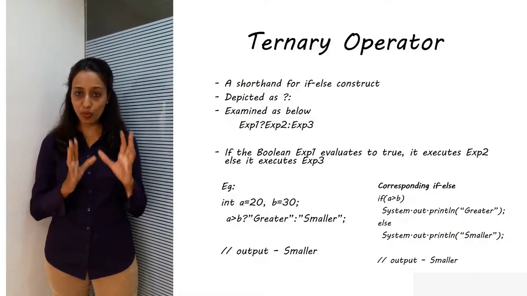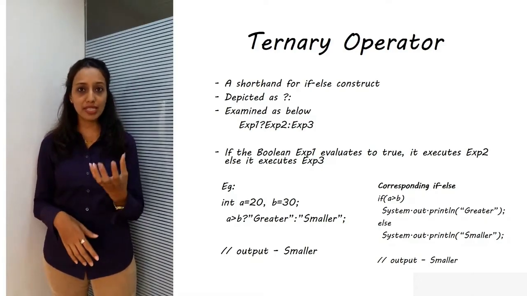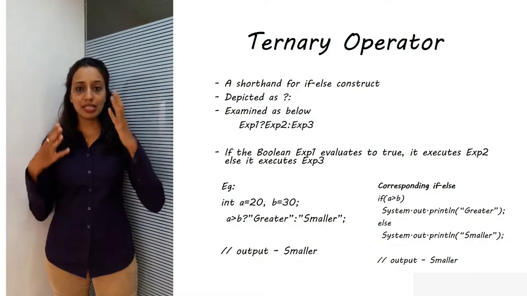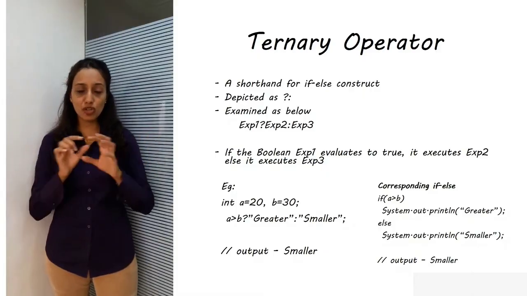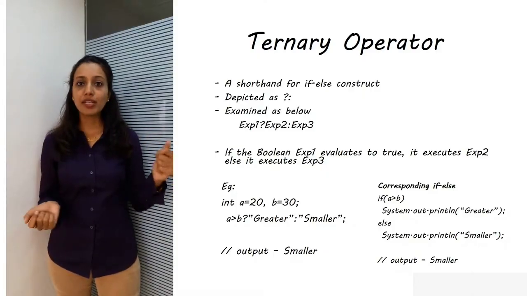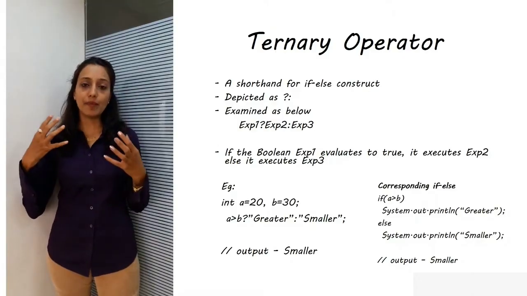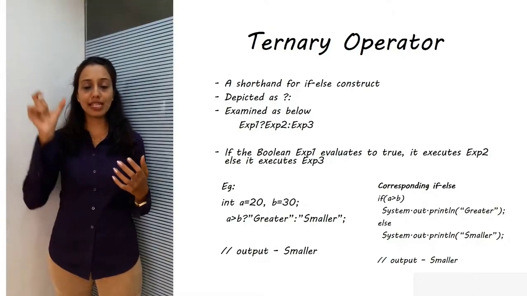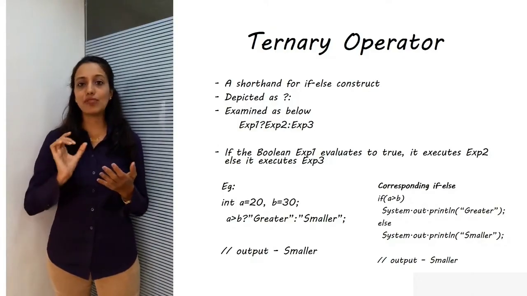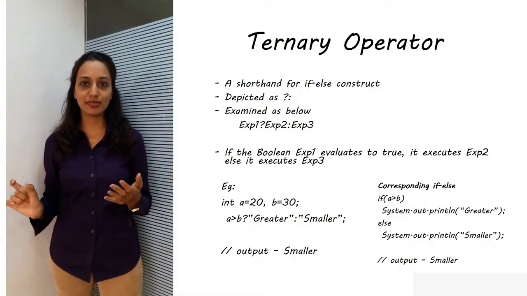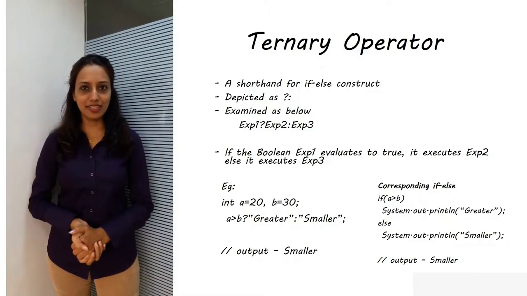But this is an overview of the ternary operator. What it does is it is a kind of one-line replacement or shorthand for the if-else construct. It will evaluate the first expression, and based on its evaluation, if it is true, it executes the second expression. If it is false, it executes the third expression. That's all.